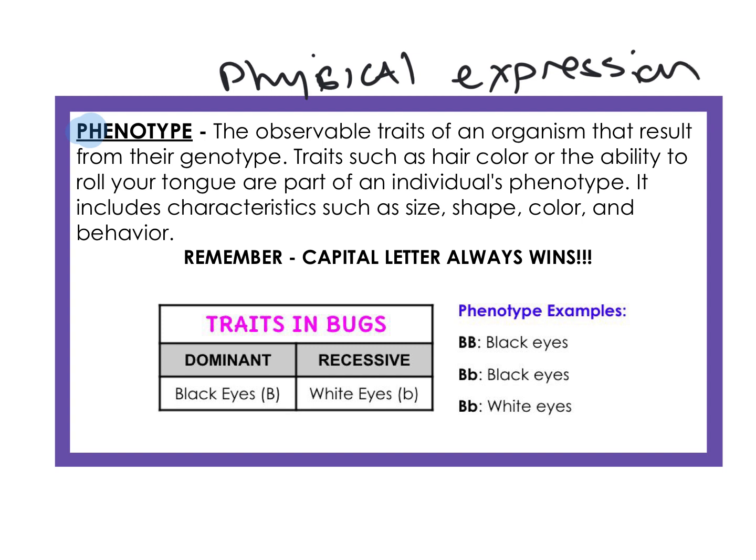Okay, so examples of traits in bugs: eye color. Black eyes are dominant, capital B, white eyes are recessive, lowercase b. There's two ways that you can get the dominant phenotype, which is black eyes. You could be uppercase B, uppercase B, or you could be uppercase B, lowercase b. This should be lowercase. So the only way that you get the recessive phenotype is if you have two lowercase letters.